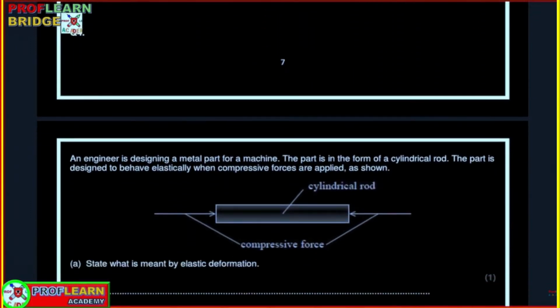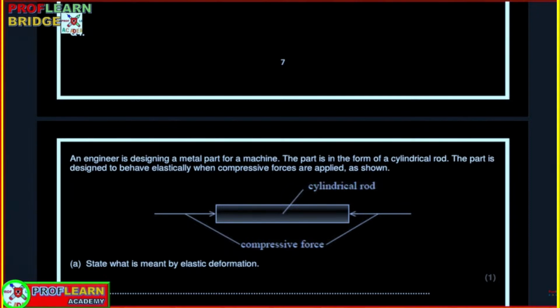We are told an engineer is designing a metal part of the machine, and the part is in the form of a cylindrical rod. The part is designed to behave elastically when compressive forces are applied. So you see now, if you apply compressive forces, the size of this rod is going to decrease, but that rod is going to exert external forces to try to resist the compressive forces that are being exerted.